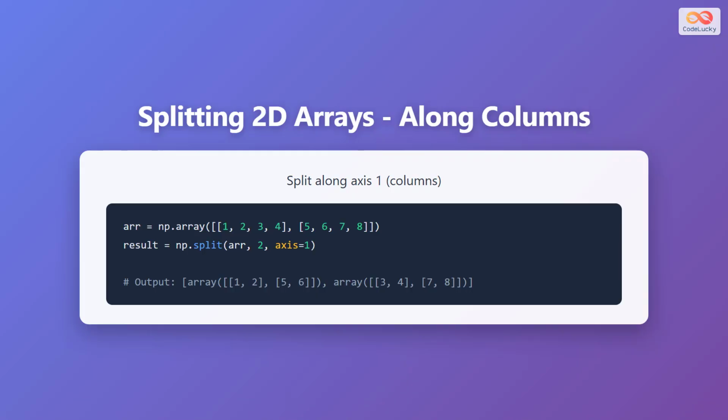To split a two-dimensional array vertically by columns, we use axis 1. Here, we have a 2x4 array, and we split it into 2 sections along axis 1. This divides the array down the middle, creating 2 subarrays. The first subarray contains the first 2 columns, and the second subarray contains the last 2 columns.